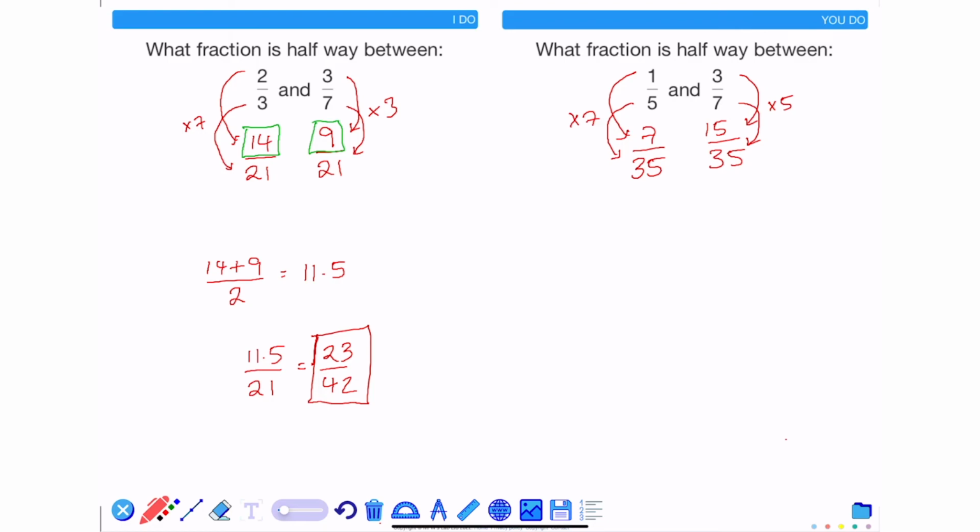Finding halfway between 7 and 15, to add them together and divide by 2, would then give me 11. That means that halfway between 7 over 35 and 15 over 35 is 11 over 35. And because 7 over 35 was equivalent to 1/5 and 15 over 35 was equivalent to 3/7, 11 over 35 is halfway between the original two fractions.